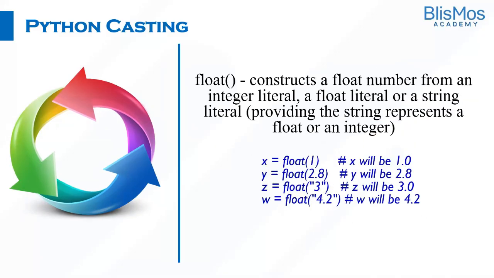If you want to ensure a float value is assigned to variables, you can use the float constructor function. It constructs a float number from an integer literal, a float literal, or a string literal. The way we do it is x is equal to float of 1, it becomes 1.0, and a float would remain the same. Since this is a string literal, this would become 3.4. Within the string, if you have a decimal, that would become a float.